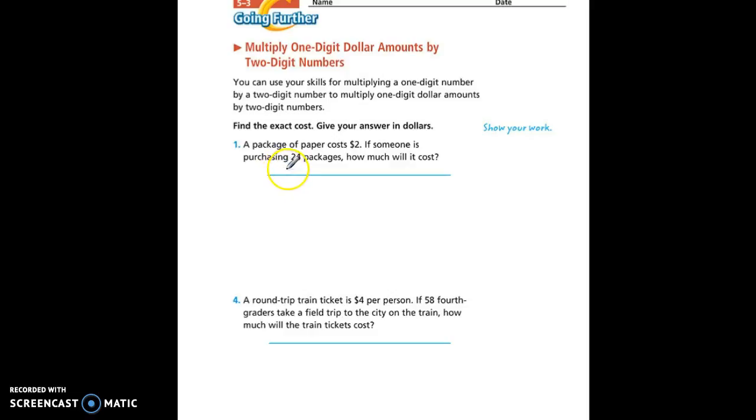All right, it says a package of paper costs $2. Someone is purchasing 24 packages. How much will it cost? Now you can do the same thing that we've been doing with dollar amounts without any problem. So let's go ahead and try it. We're going to do our box here. Didn't have a nice one drawn for us, but that's okay. We'll draw one real quick.